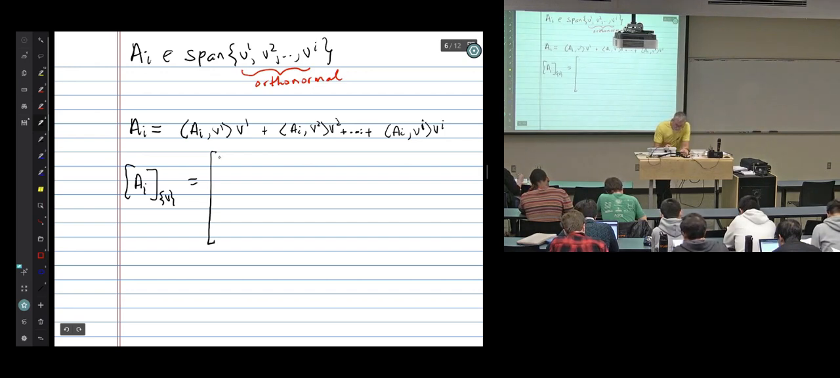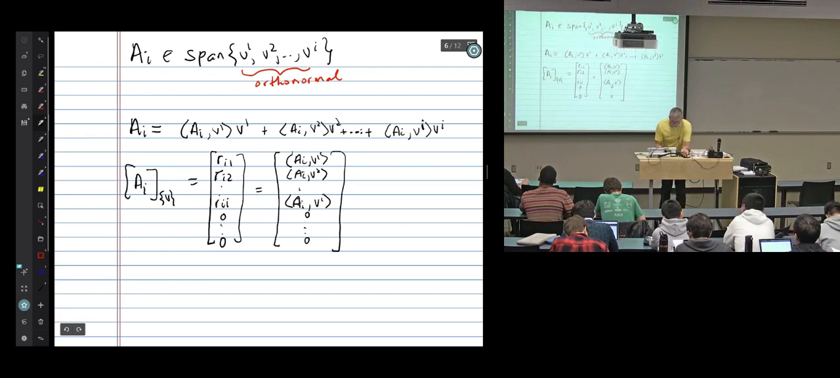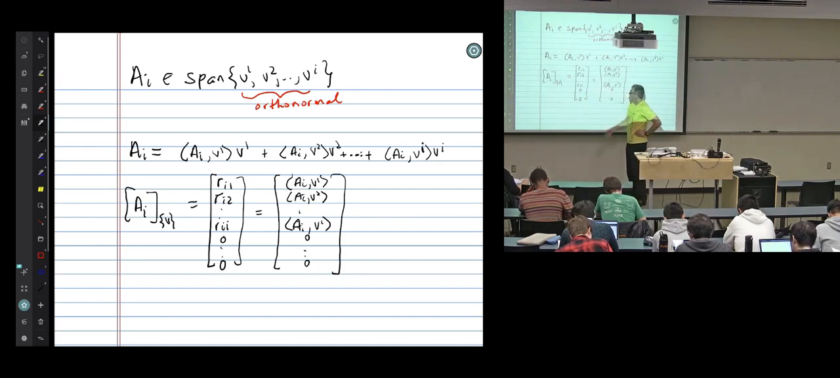Hence, the representation of Ai in the basis V is, I'm calling that Ri1, Ri2, dot, dot, dot, Rii, 0, 0. And that's Ai V1, Ai V2, dot, dot, dot, Ai Vi, 0, 0, 0. So this upper triangular matrix R is just the representation of the columns of A in the basis that we get from Gram-Schmidt applied to the columns of A, making it orthonormal, and then we just read off these coefficients.